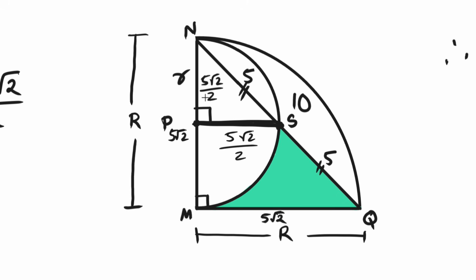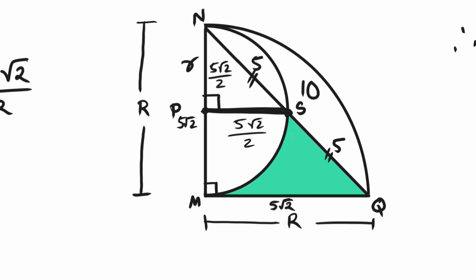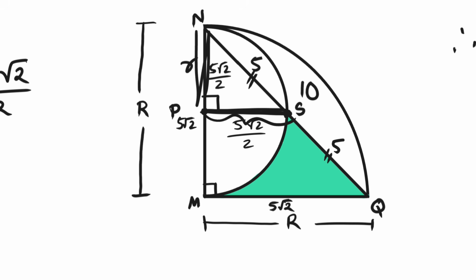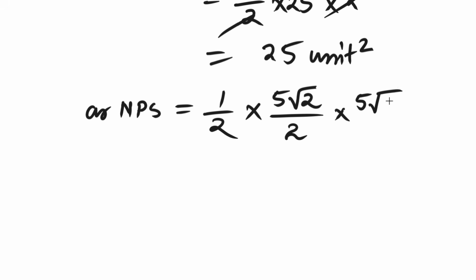Again, we use the same triangle area formula. 1/2 multiplied by base multiplied by height. Both perpendicular sides have length 5 square root of 2 divided by 2. Therefore, the area is 1/2 multiplied by 5 square root of 2 divided by 2, multiplied by 5 square root of 2 divided by 2.